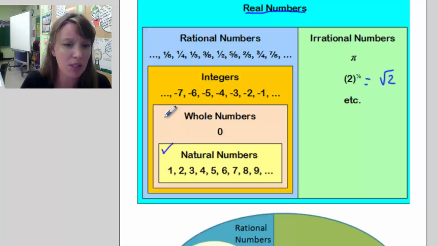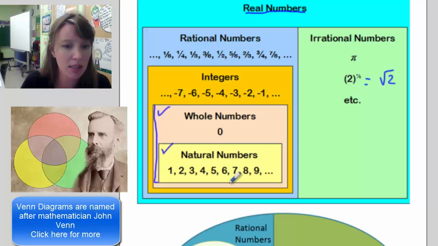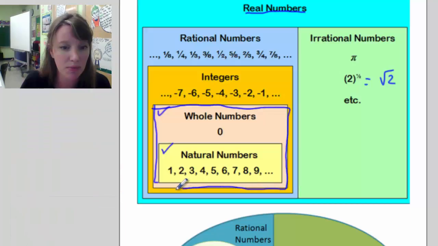The beige rectangle is entirely within the pink rectangle. So the pink rectangle contains the beige rectangle. So that means the whole numbers are everything in the beige rectangle plus 0. So the whole numbers are the natural numbers plus 0. Okay. Then when you got into middle school, you learned about integers.